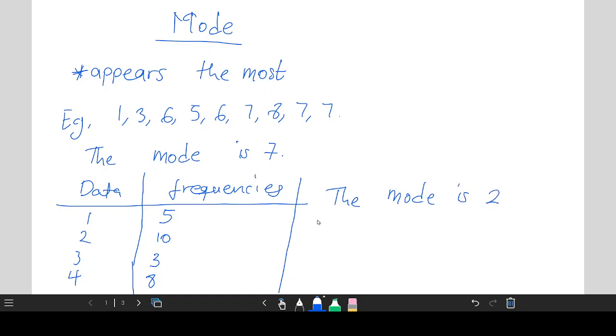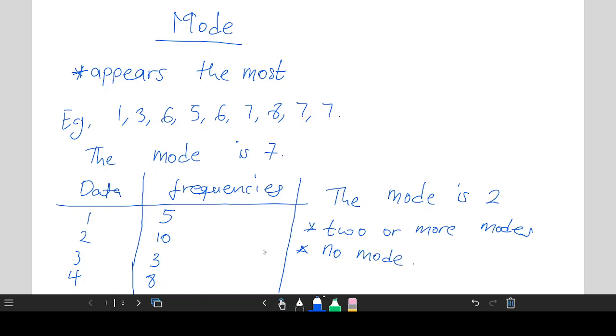Okay. Now, don't forget that we could have a data set with no mode, or a data set with 1, or a data set with 2 or more modes. So for a data set, you could have 3 or more modes, or 2 modes, or only 1. So don't forget that. So let's put them down. We could have a data set with 2 or more modes. Or we could have a data set with no mode at all.